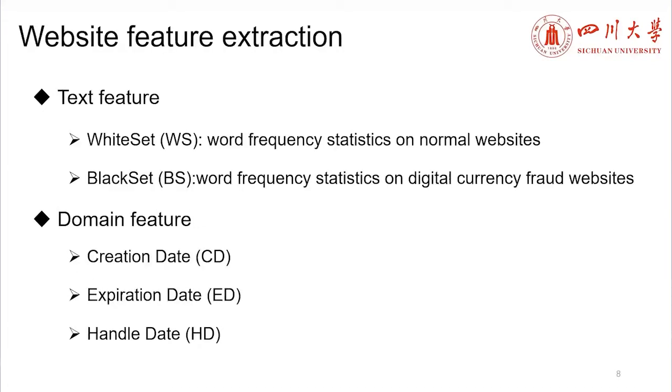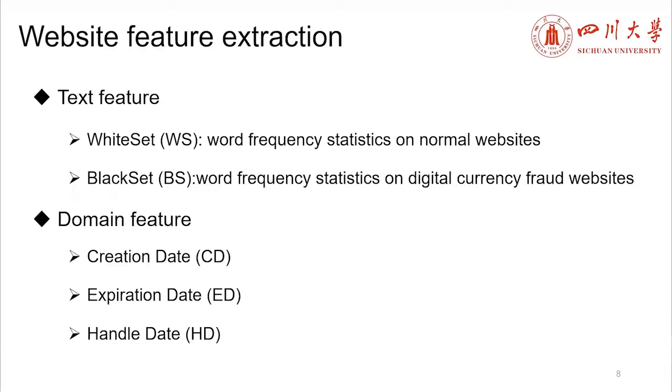The next important step is to extract features. We divided the extracted features into 4 categories: text feature, domain feature, website ranking feature, and mainstream exchange feature. As is known to all, text information is an important part of the website and is widely used to identify websites. White site is to conduct word frequency statistics on normal websites. Black site is to conduct word frequency statistics on digital currency fraud websites.